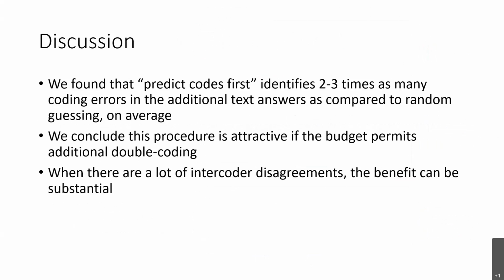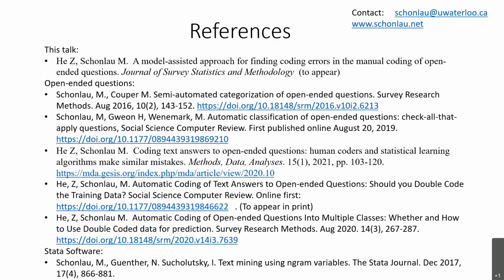So in summary, what did we find? We found that predict codes first identifies 2 to 3 times as many coding errors in the additional text answers, in suspicious answers, as compared to random guessing on average. So we think this procedure is attractive if budget permits additional double coding. When there are a lot of intercoder disagreements, the benefit can also be substantial.